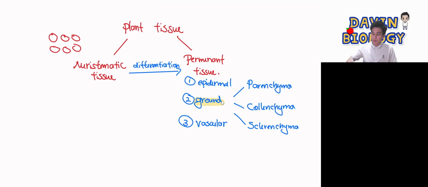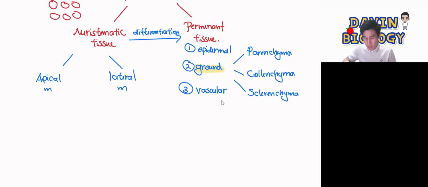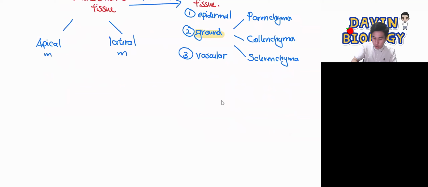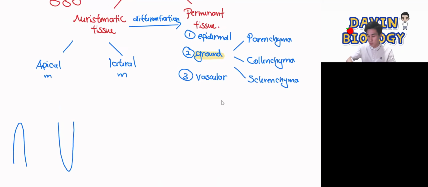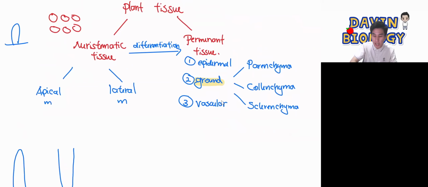So meristematic tissues are divided into two types called apical meristem. The M stands for meristem, I just write M. And lateral meristem. Now, the meaning of apical means the tip. So they are literally your shoot tip and your root tip, meaning the topmost part of the plant and the bottommost part of the plant. If you don't know what I'm drawing, there's the plant, here's the shoot tip, here's the root tip.